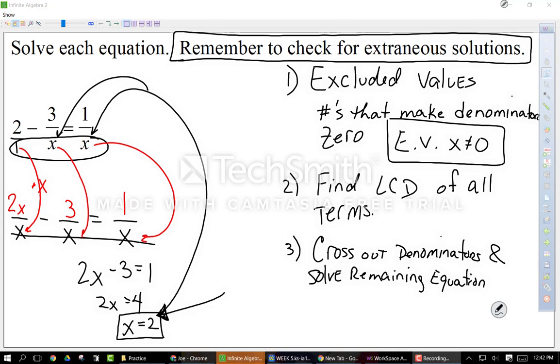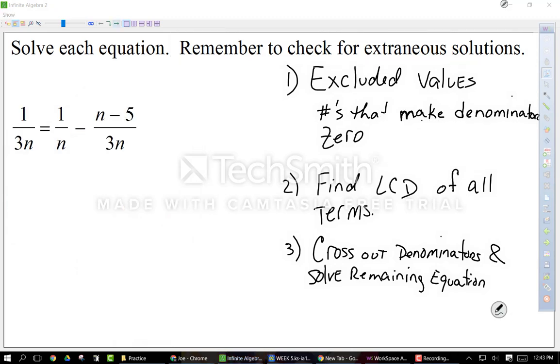But that's what an extraneous solution is. If an excluded value matches one of your solutions, then it just disappears. Then your solution is only the one that's left, or ones that are left, depending upon what you have. So this 2 is different than that 0, therefore my solution is 2. Okay, it is 2. So let's go to another one. I'll leave the rules up here so you can look at them.